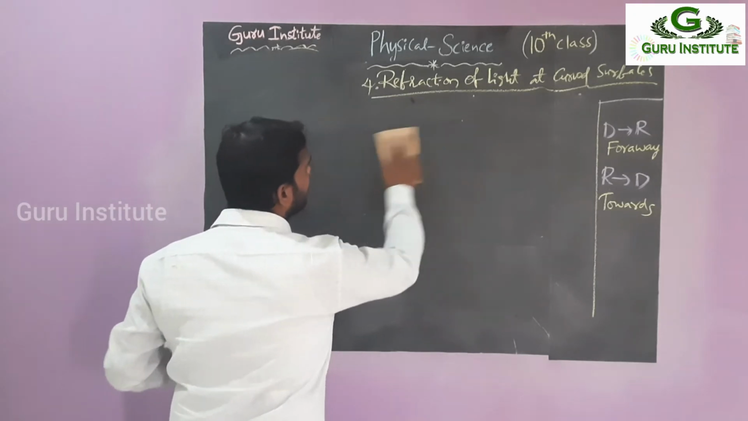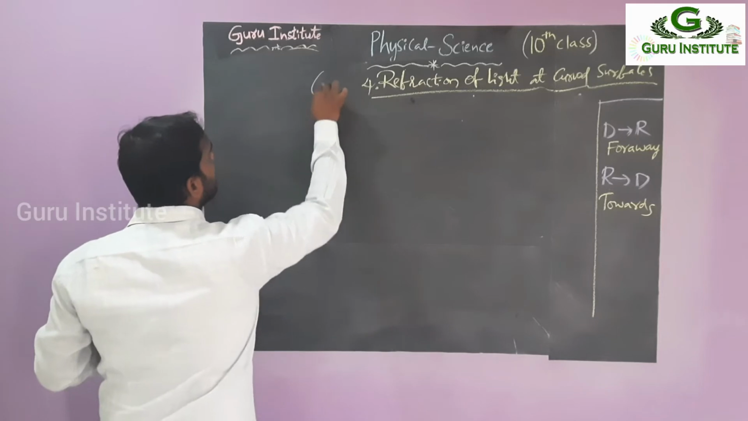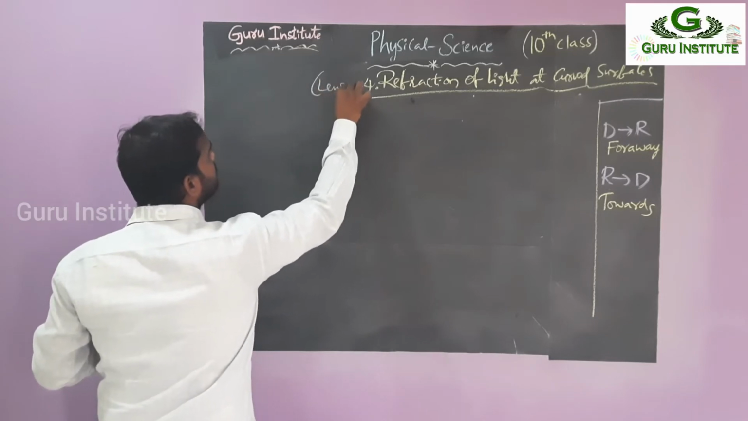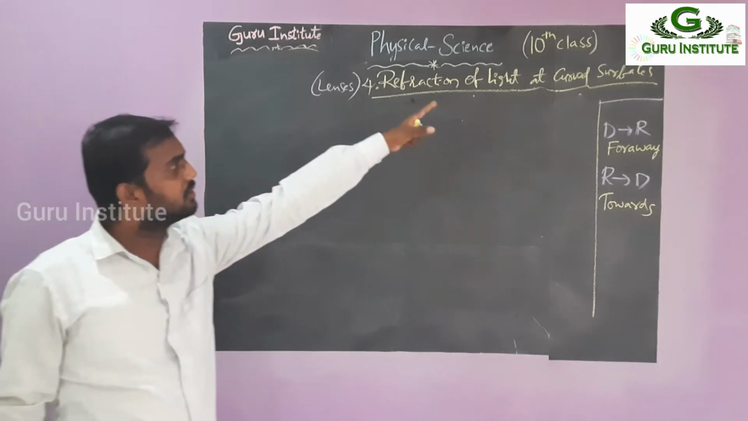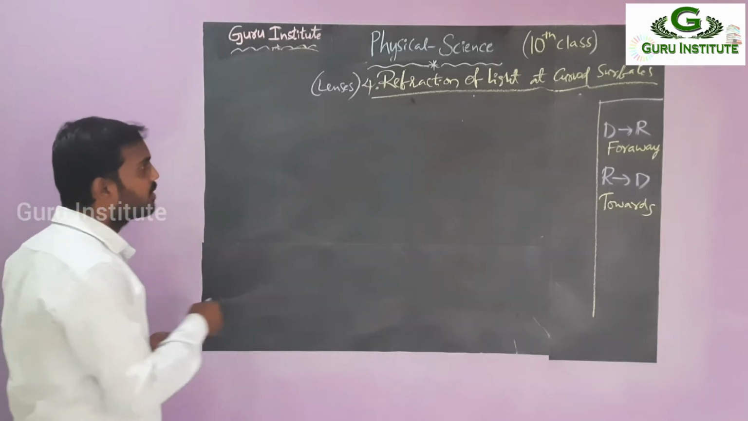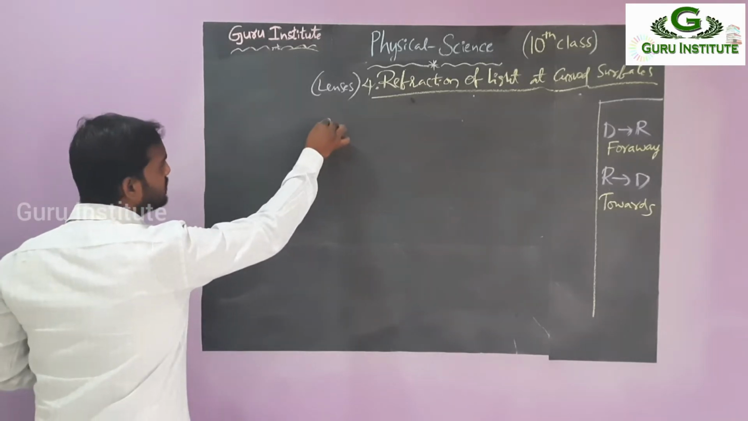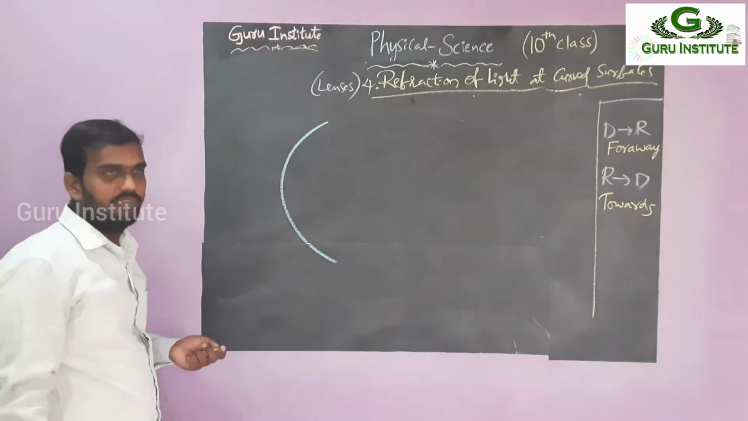Up to now mirrors are over. Now we are going to enter into the topic of lenses. So now we have observed this for a plane surface, which is over now. Next, the curved surface. So see here, I am taking the convex surface first, only convex.